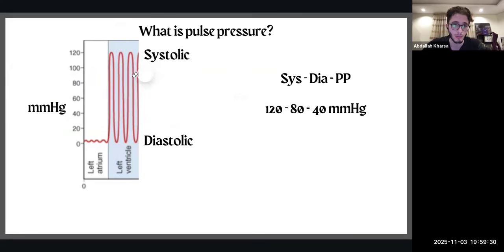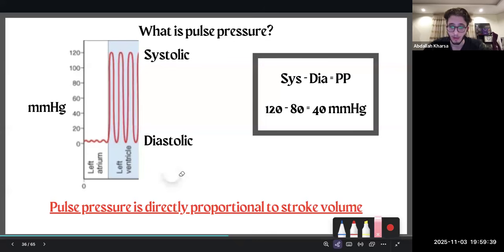Sorry, this should be at the arteries. At the arteries after this, it's 120 over 80. If I just do 120 minus 80 equals 40. So I'll fix this in the slide, inshallah. Don't worry about this.